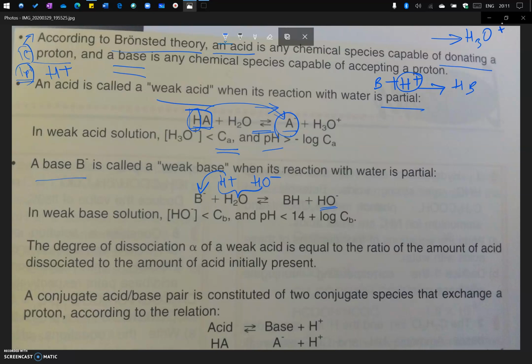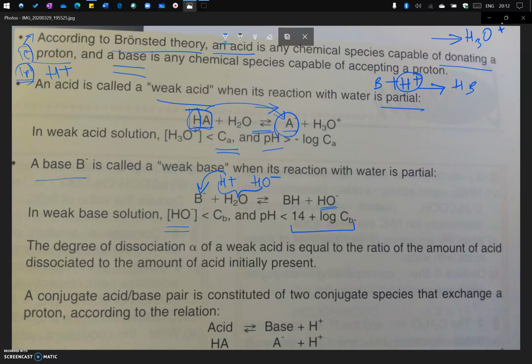However, the concentration of HO- will be less than the intended or initial concentration of the base, and the pH will be less than 14 plus log Cb. So if you remember, this is the formula that we used to find the pH from a strong base. So if we had a strong base, we would say pH equals 14 plus log Cb. However, in this case, because it's weak, the pH will be less than this number.